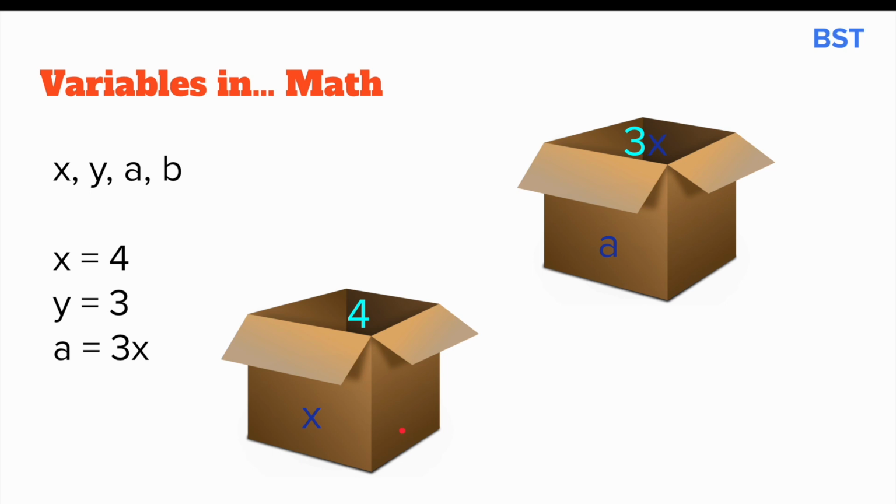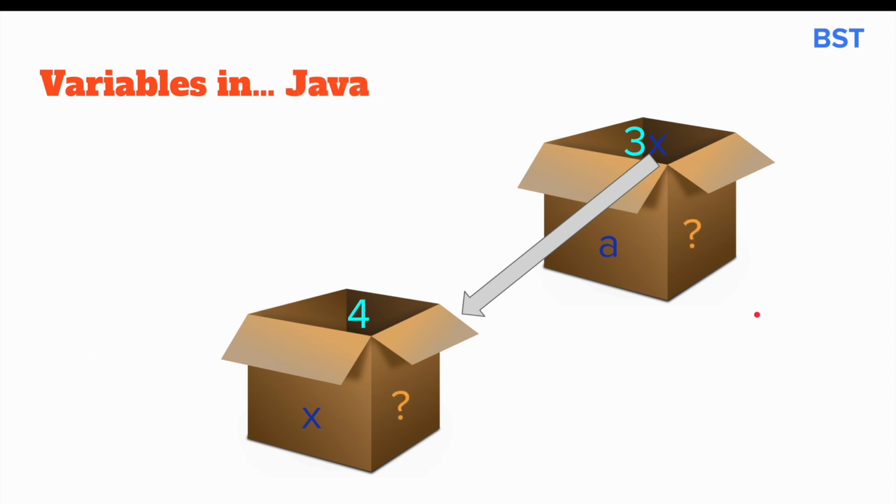Variables in computer science store information with a name, just like they do in math. As you can see, this x refers to this box which includes information of 4. So this big box called A will have the value of 12. In Java, we have this exact same thing, where we can have A, which has 3, and then refers to x, which is 4.